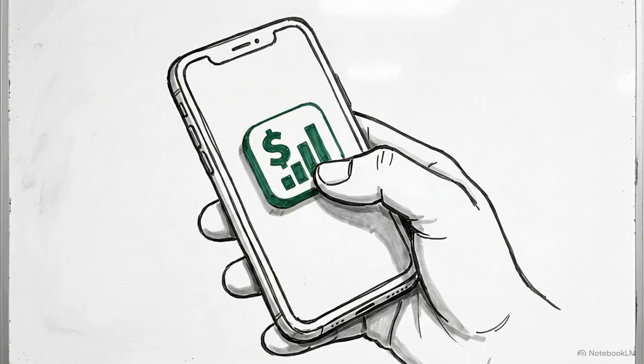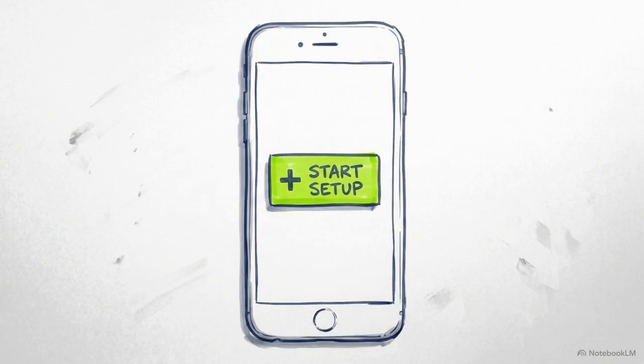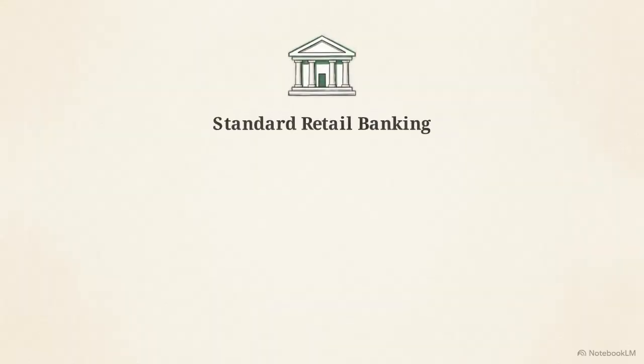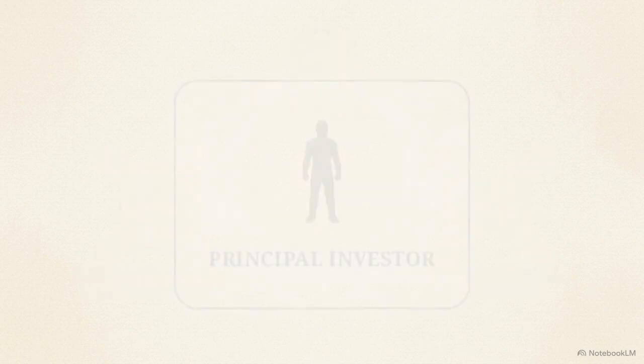Once your paperwork is ready, open the Fidelity app. The digital route is specifically used to avoid the questioning and document scrutiny typical of physical bank branches. Access the Open a New Account menu. Unlike standard retail banking, this process does not require a hard credit check or a specific QP number to begin.